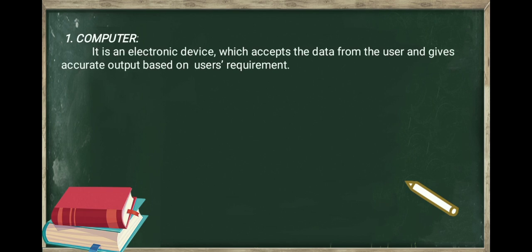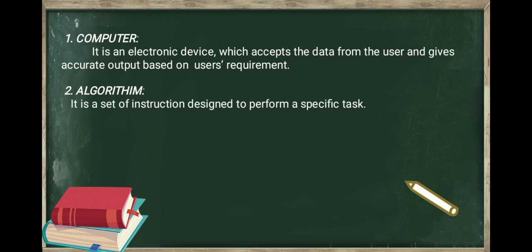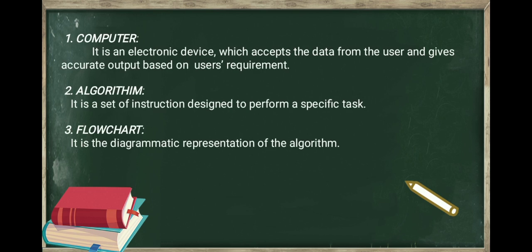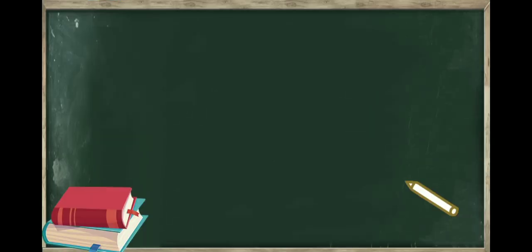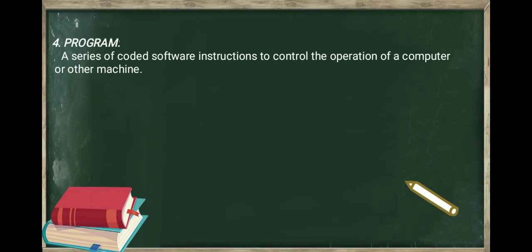Computer. It is an electronic device which accepts the data from the user and gives accurate output based on user's requirement. Algorithm. It is a set of instructions designed to perform a specific task. Flowchart. It is the diagrammatic representation of the algorithm. Program. A series of coded software instructions to control the operation of a computer or other machine.